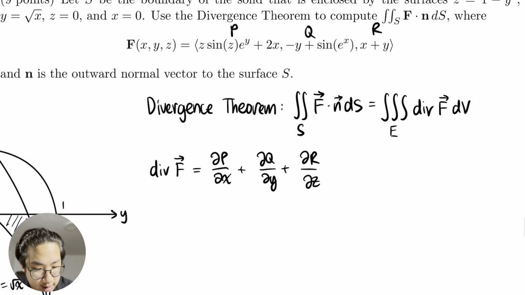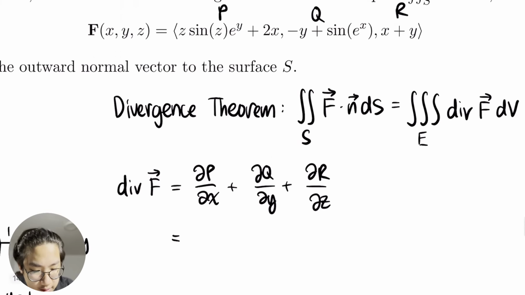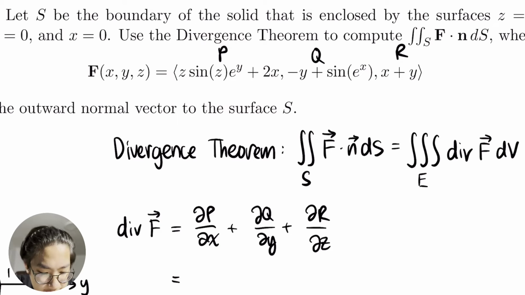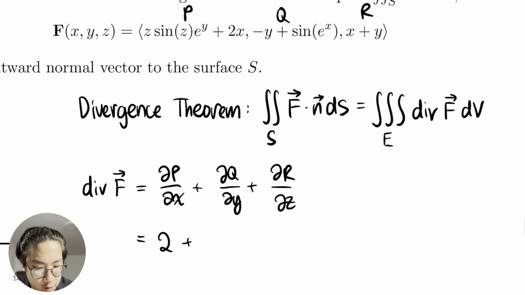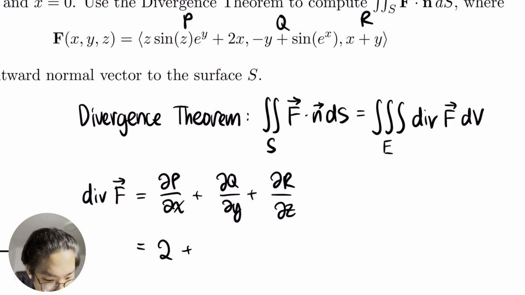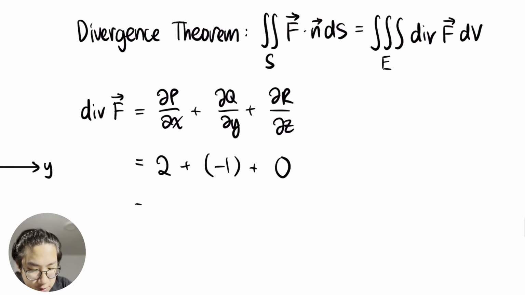Now we can actually compute each of these. For partial P partial x, we're only looking at parts of P that contain x. There's no x over here, so we're simply looking here. So we have a 2. Partial Q partial y, same idea. We're just looking for y here, nothing over here, so it's just a -1, so plus -1. And then partial R partial z. z doesn't appear at all, so that's just a 0. And 2 plus -1, or 2 minus 1, is just equal to 1.